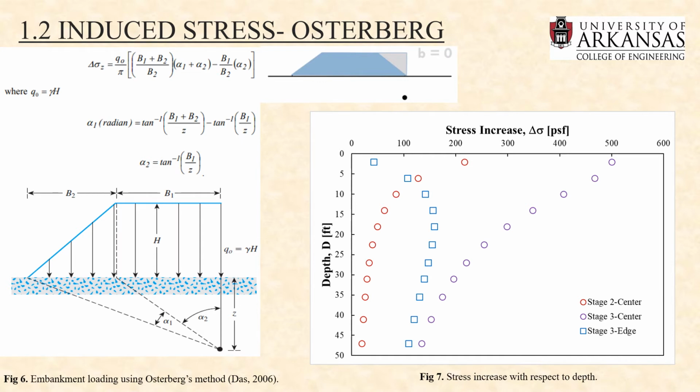The red circle is the stress increase at the center line of the embankment for stage 2. The purple circle is for stage 3, and as you can see, the induced stress at the center line is not a constant number. It should decrease with each increasing depth. The induced stress at the edge is very small on top. I got the peak at 17 feet and it reduced with depth after getting the peak.